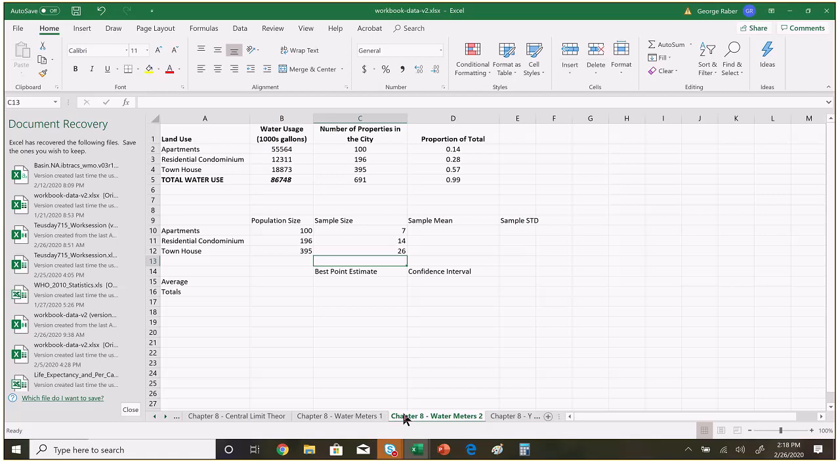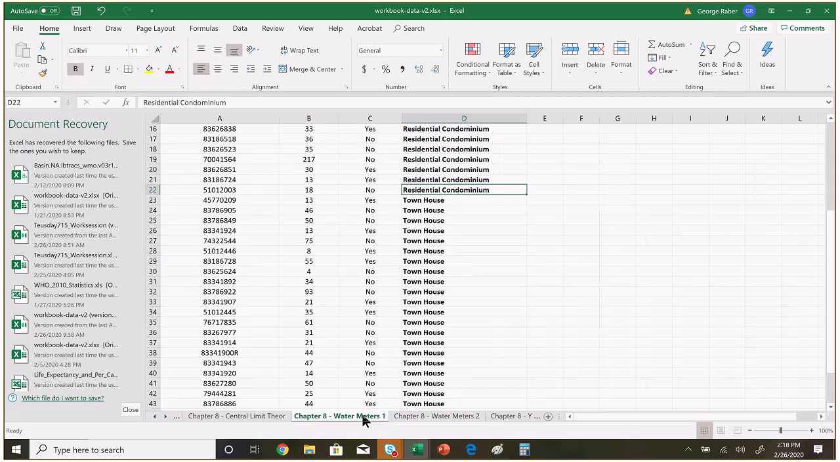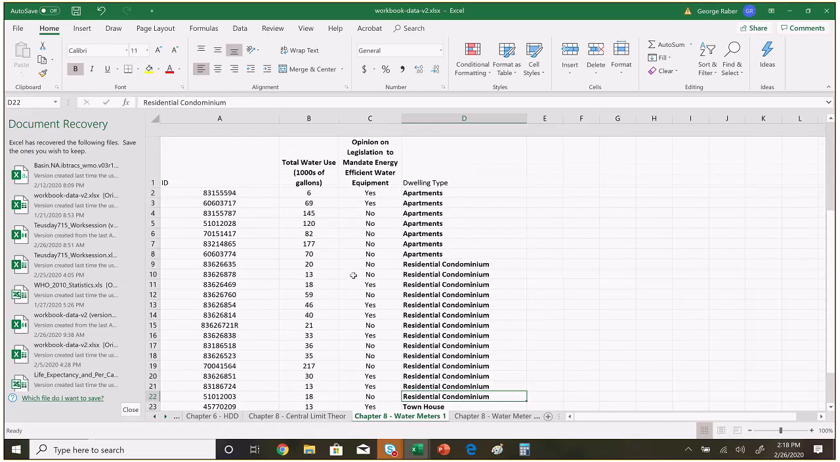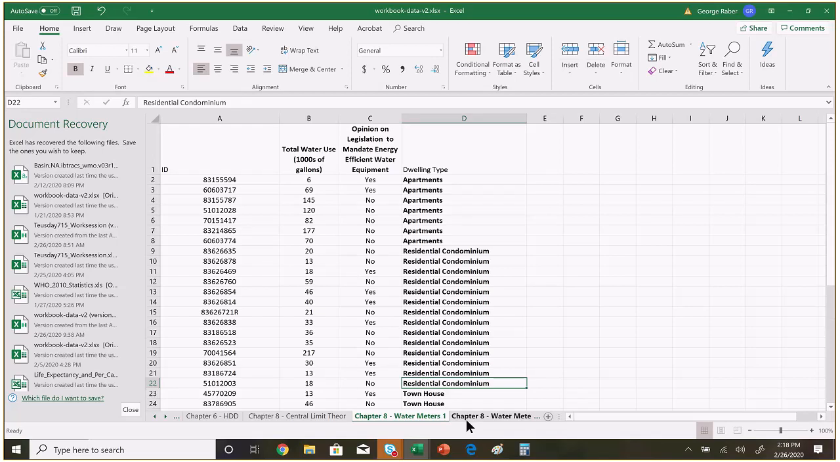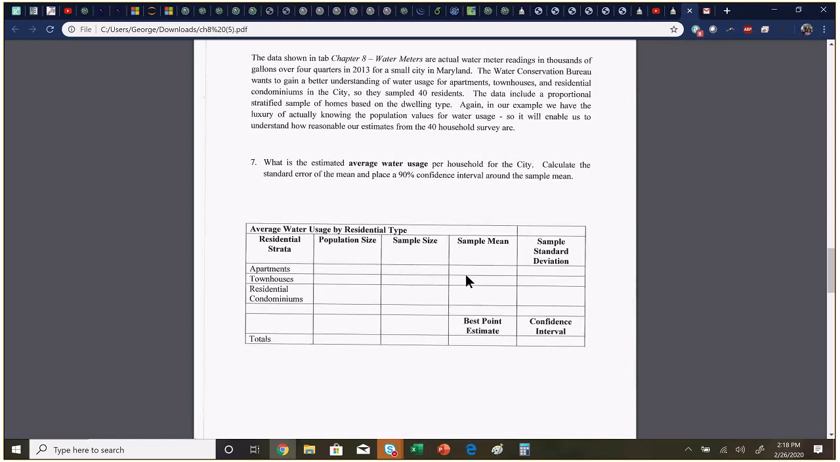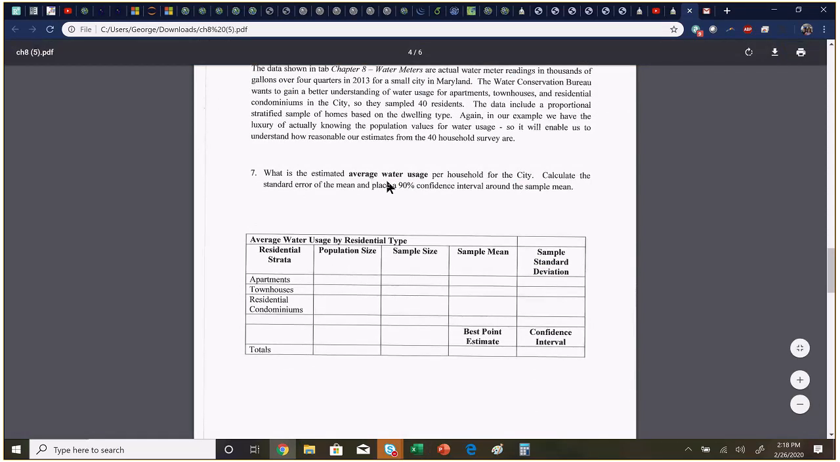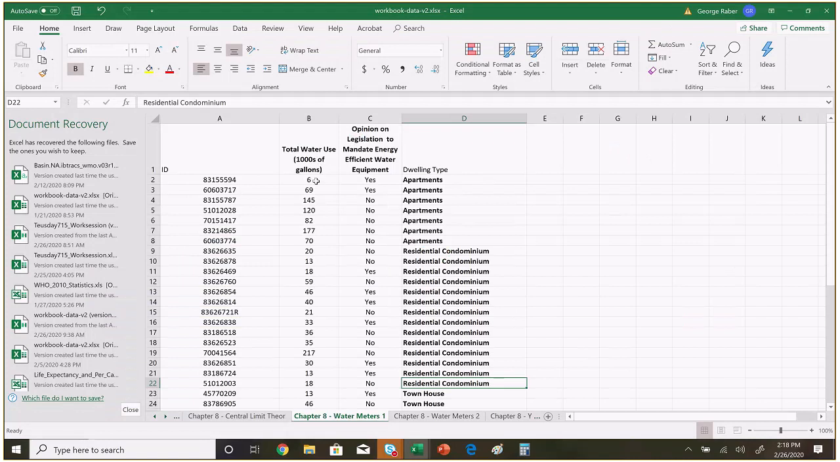So now we can calculate our sample mean and our sample standard deviation. Let's go back to our sample sheet. What is the sample mean for apartments? In terms of water usage, because that's the variable we're looking at, the average water usage per household. So what is the average water usage? How do I calculate that for apartments?